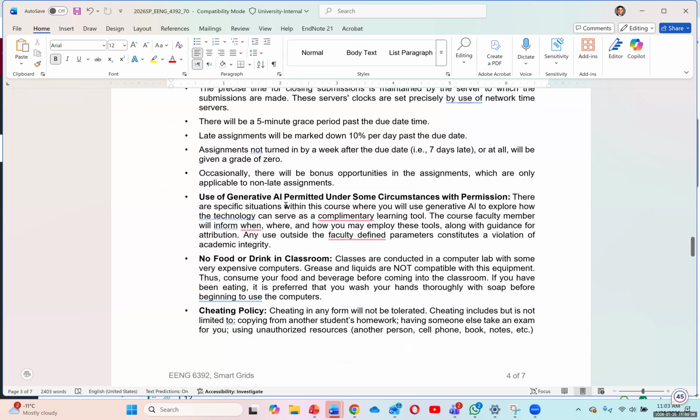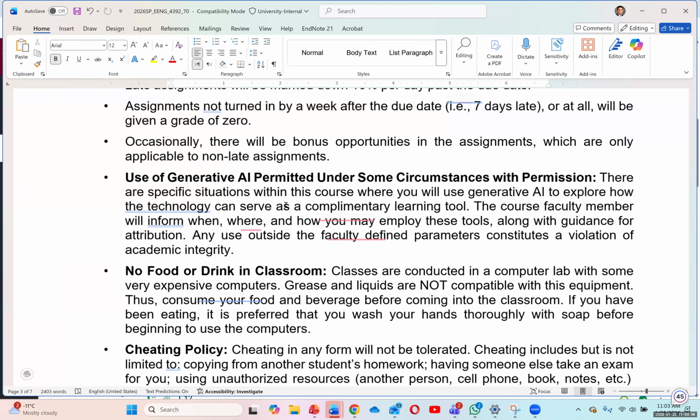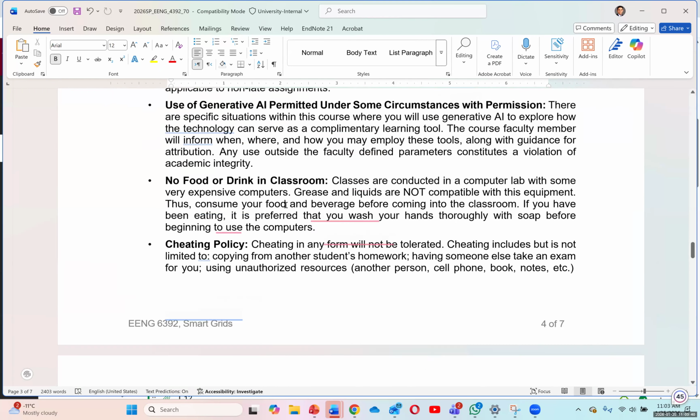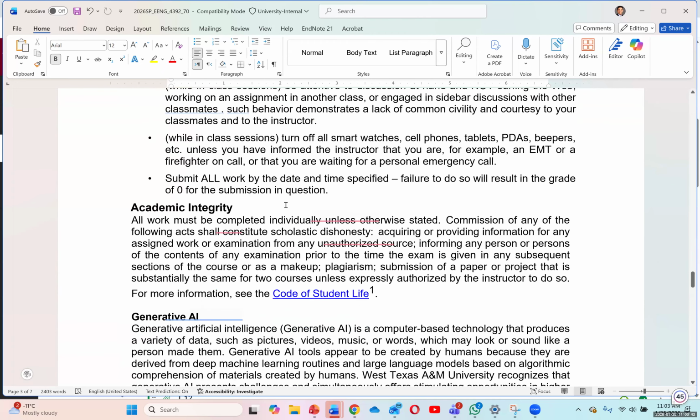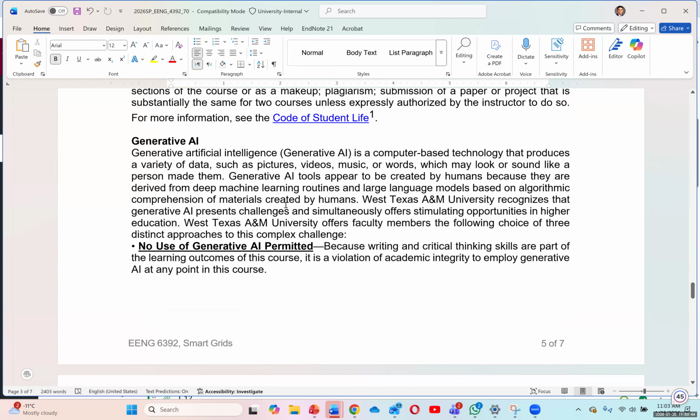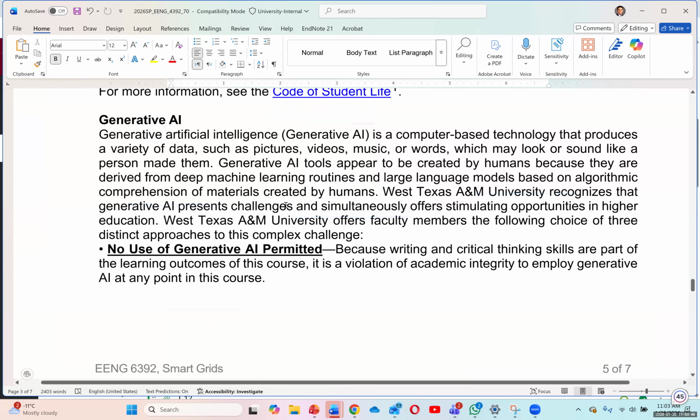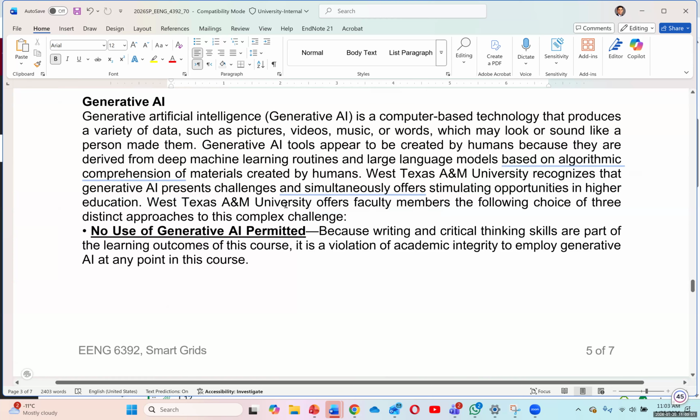One thing that I want to mention is the use of generative AI. Generative AI is strictly prohibited in this course. So any use of generative AI in the quiz and any of the exams or the homeworks is strictly prohibited.